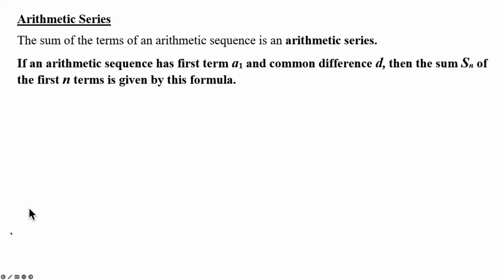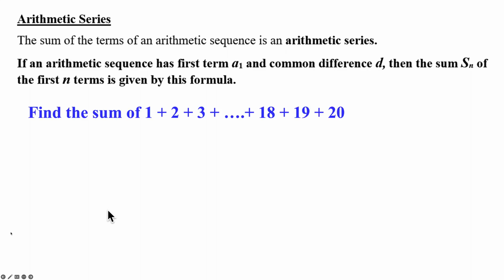All right, arithmetic series. The sum of the terms of an arithmetic sequence is an arithmetic series. So if an arithmetic sequence has the first term a sub 1 and a common difference d, then the sum s sub n of the first n terms is given by this formula, and we're going to build and create it. So let's say we take 1 through 20, and we want to add them together.